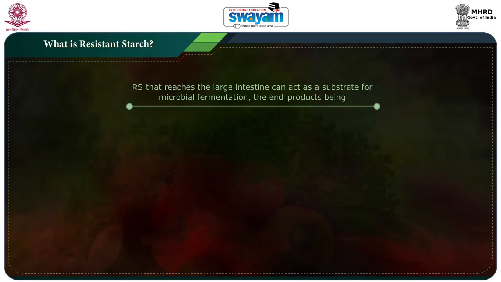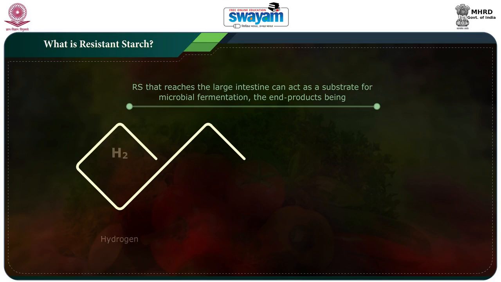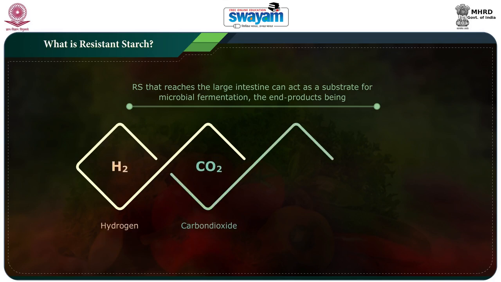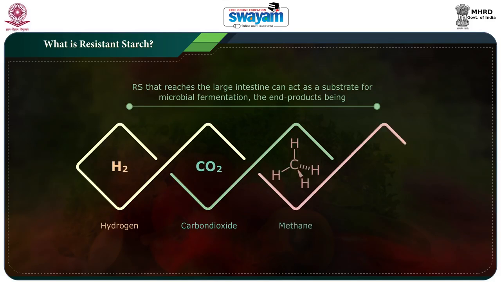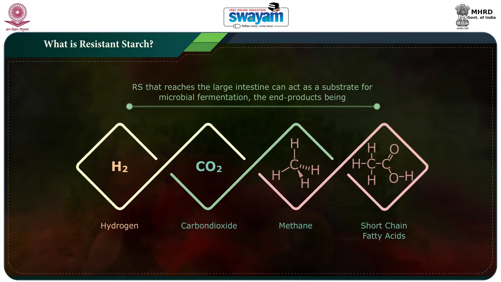Resistant starch is defined as the total amount of starch and the products of starch that resist digestion in the small intestine of healthy people. Resistant starch that reaches the large intestine can act as a substrate for microbial fermentation, the end products being hydrogen, carbon dioxide, methane and short chain fatty acids.